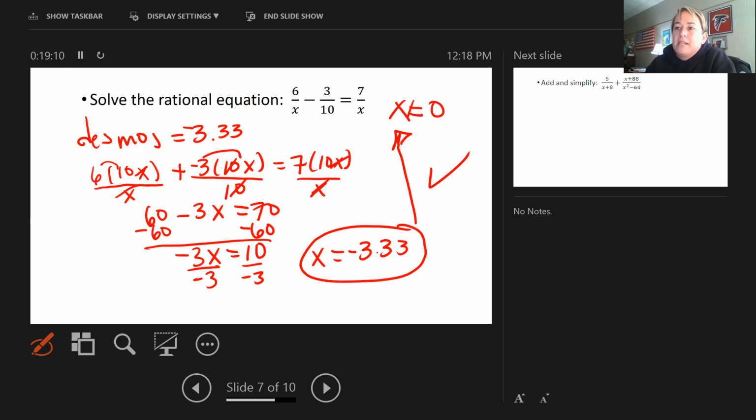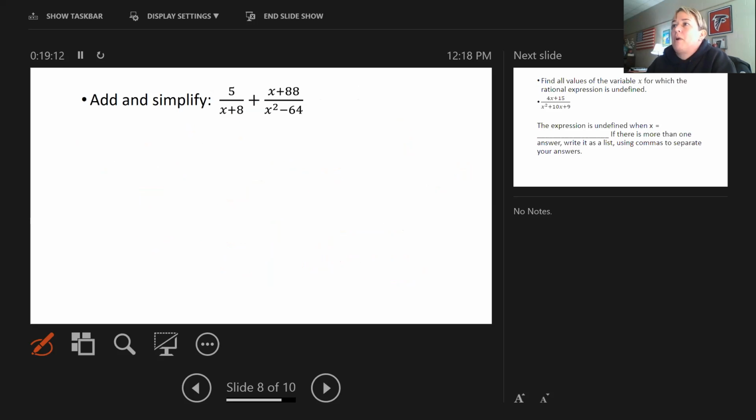All right, next, we got this problem. And here it's a little bit different. We're not solving. So this one we can't use Desmos. I know you're a little disappointed, but there's no equal sign. So we can't use Desmos.